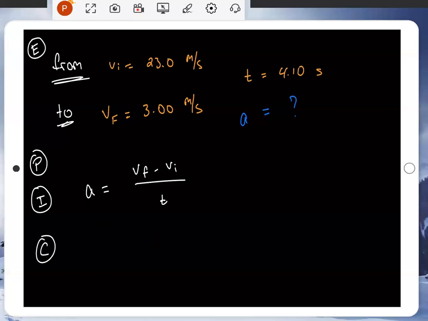Now calculate is the last step. And you plug in your numbers. And it looks like you get 20 divided by 4.10. So it'll be like 4.8 something. Let's do it. 4.87.